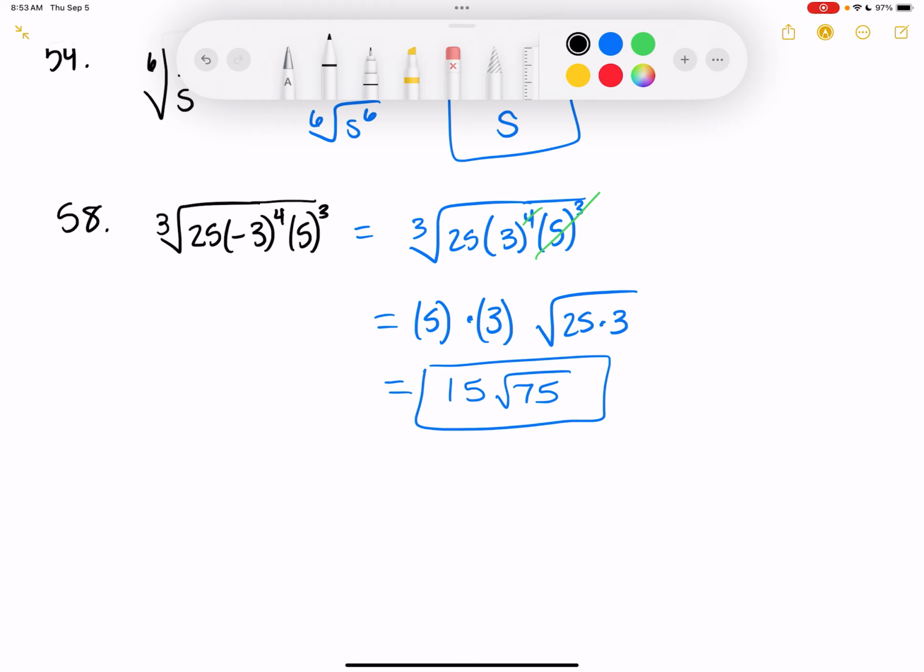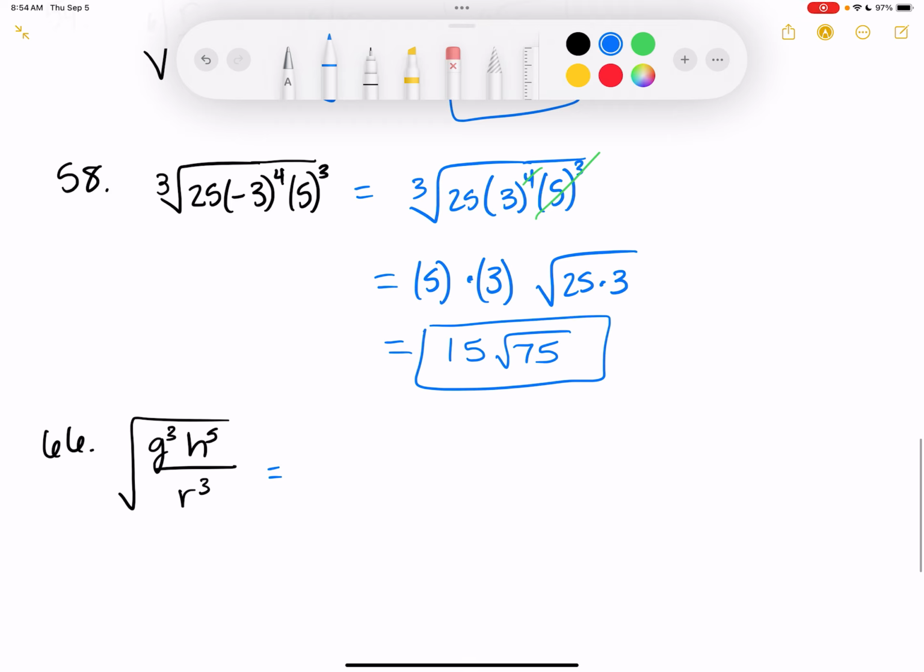So 66 is a radical square root, and underneath it's a fraction. So I've got g cubed h to the 5th over r cubed. So I'm going to split this up top and bottom. I've got the square root of g cubed h to the 5th over the square root of r cubed. So since it's a square root, I take things out in groups of 2.